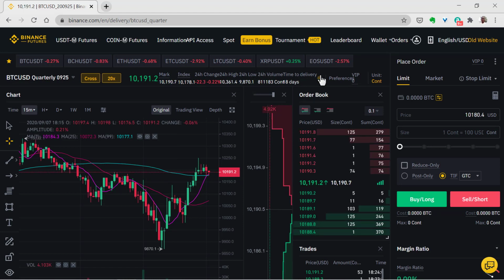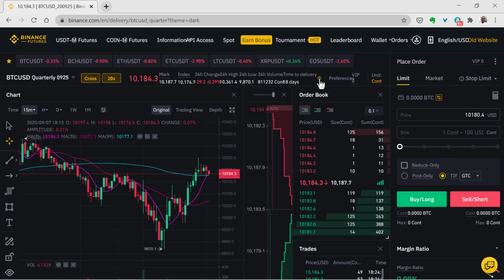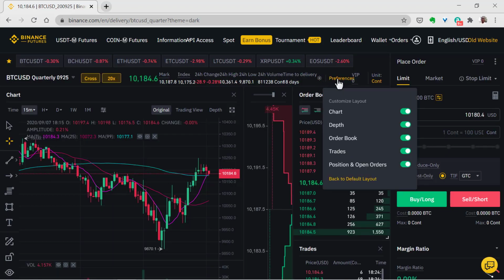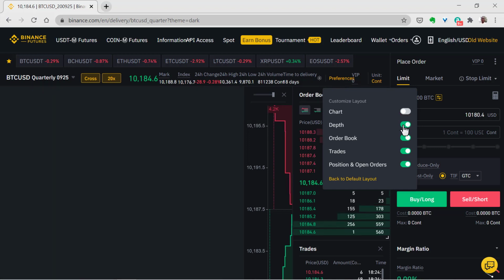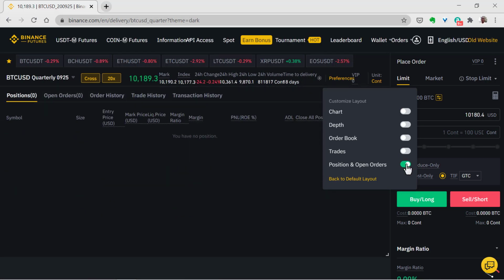What I like so much about the new look of the exchange is it's so customizable. You can change your screen from light to dark at the click of a button. I prefer dark though. You could also do a lot of customization to remove the chart if you want, remove the depth of market chart, even the order book gone. Basically, you could remove everything.